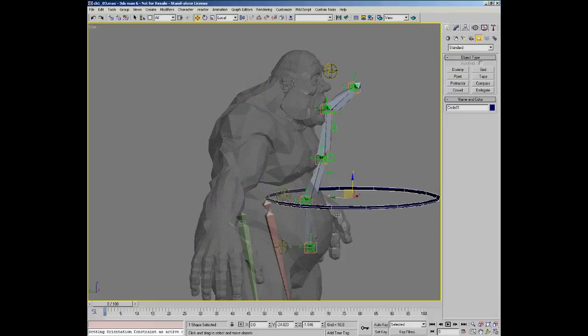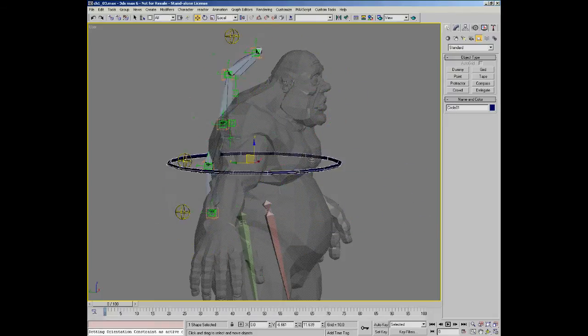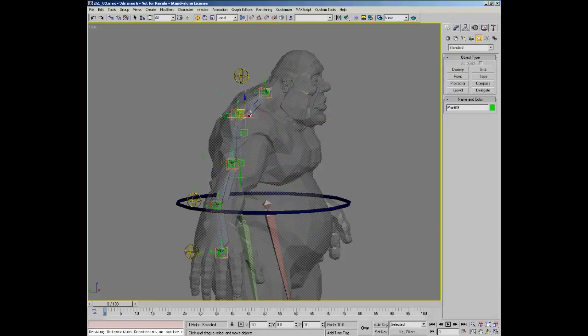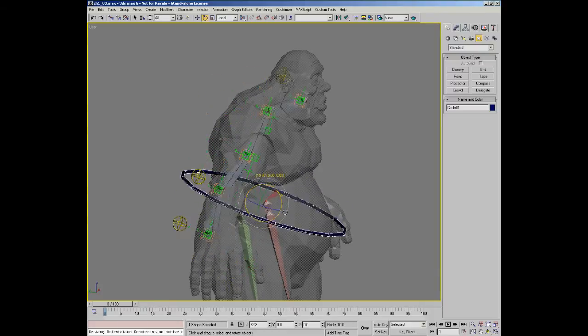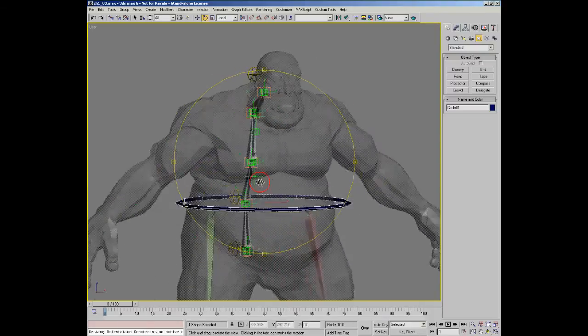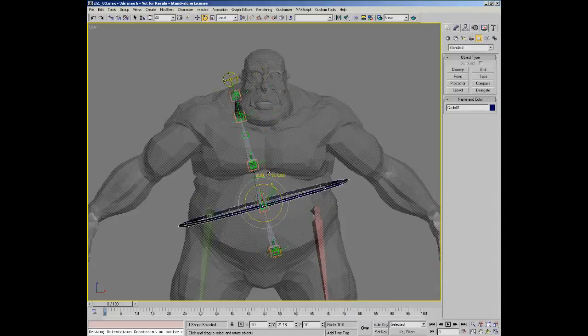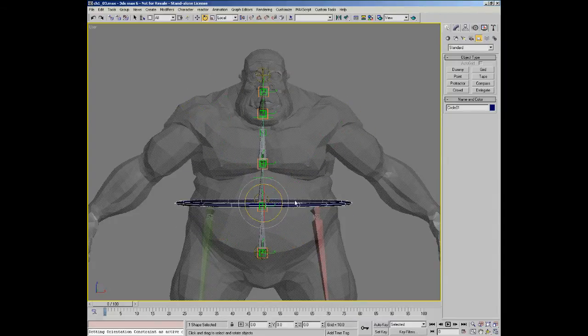The position constraint overrides any positional change on this object. They will only follow these two. This one and this one. But now when it rotates, they'll actually rotate and keep their correct orientation. So you can see that the spine isn't changing shape as I rotate the main control around the waist anymore.